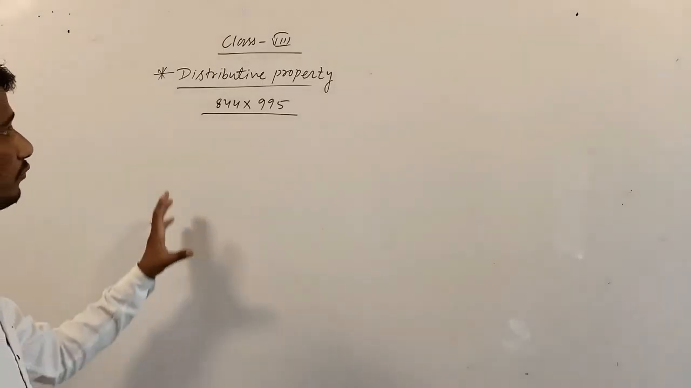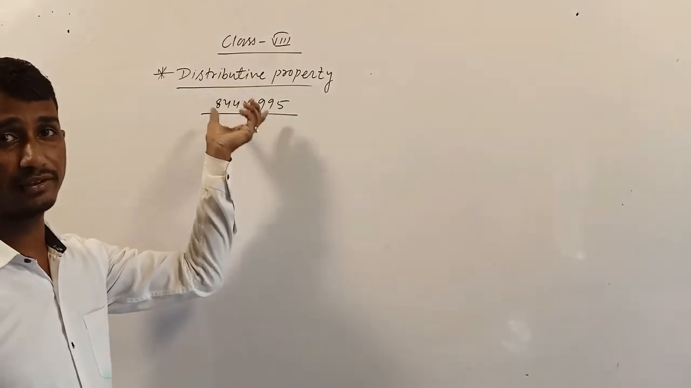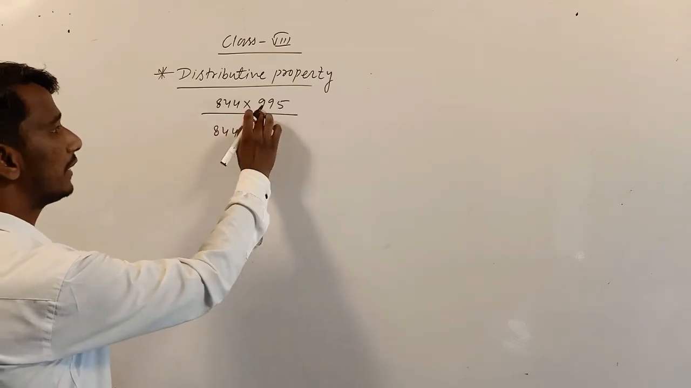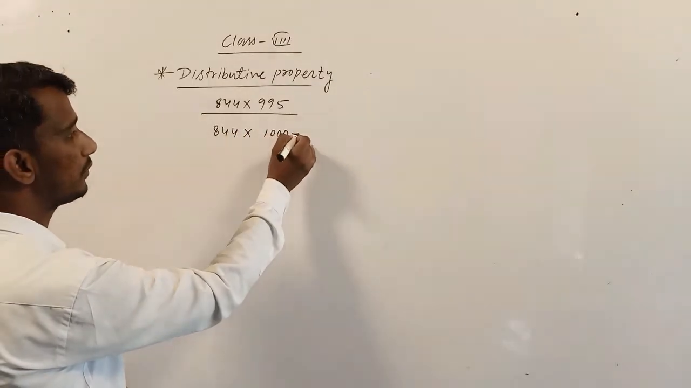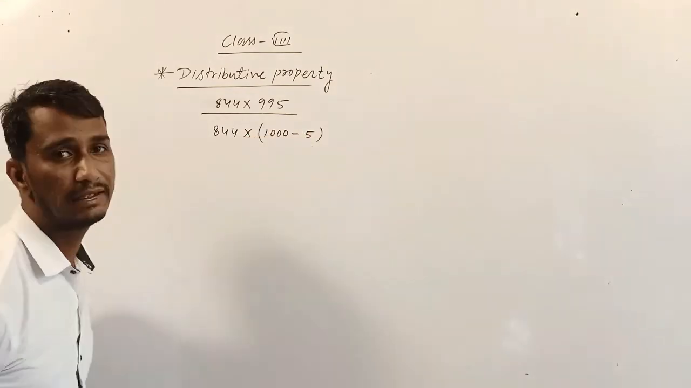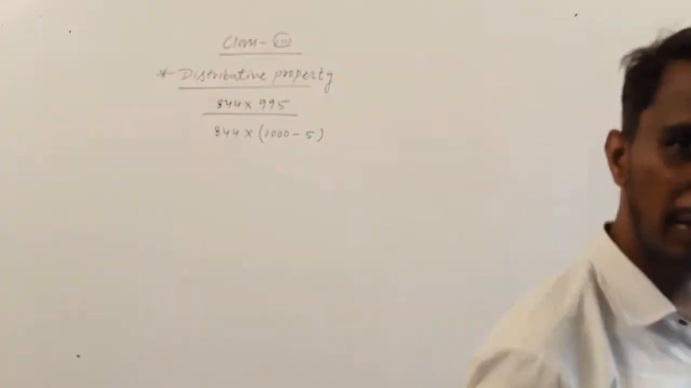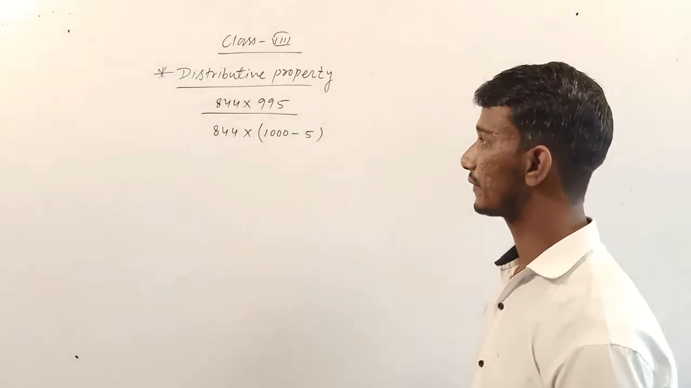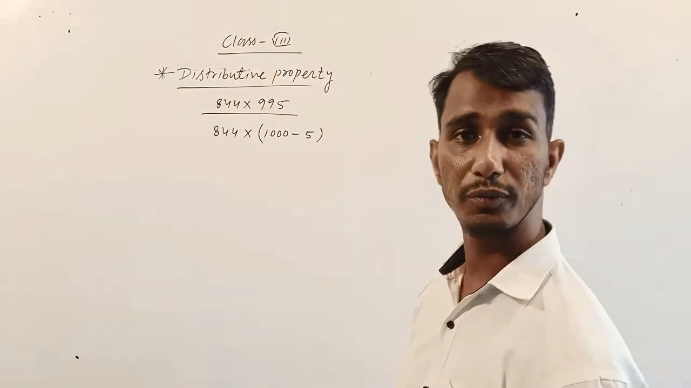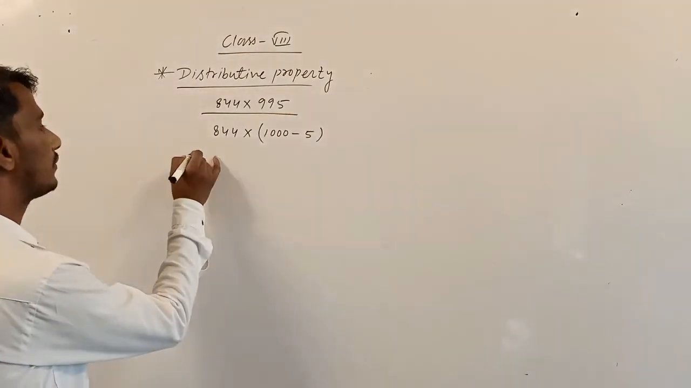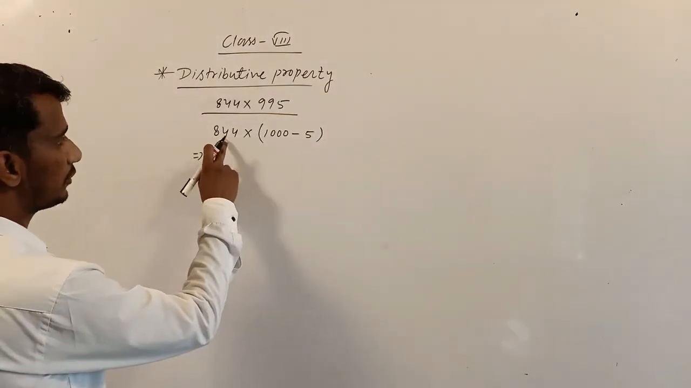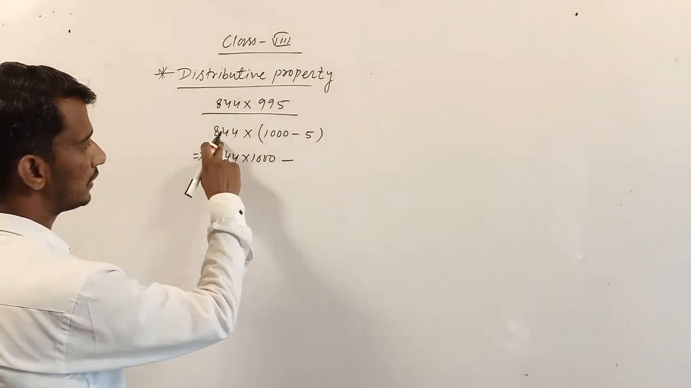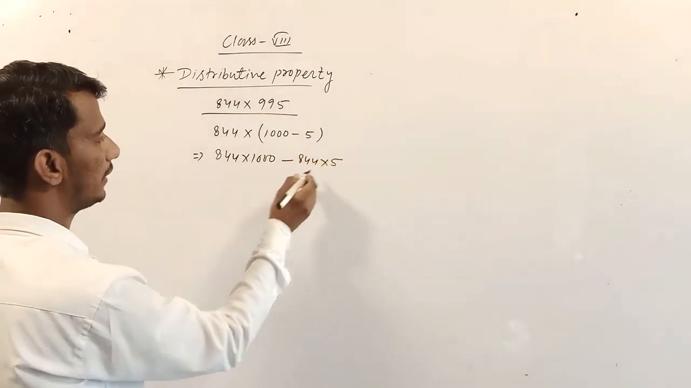But if I write this question in the distributive way, using the distributive property, how can 844 into 995 be written in the form of 1000 minus 5, right or not? We can easily write 1000 minus 5. How much? 995. Now, which way is here? Distributive property. So you can now break it, meaning open it. 844 first multiplied by 1000, sign negative. Now again 844 multiplied by 5.